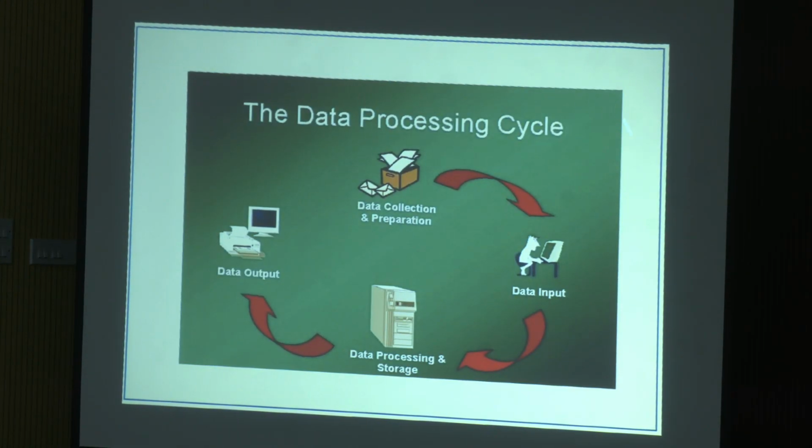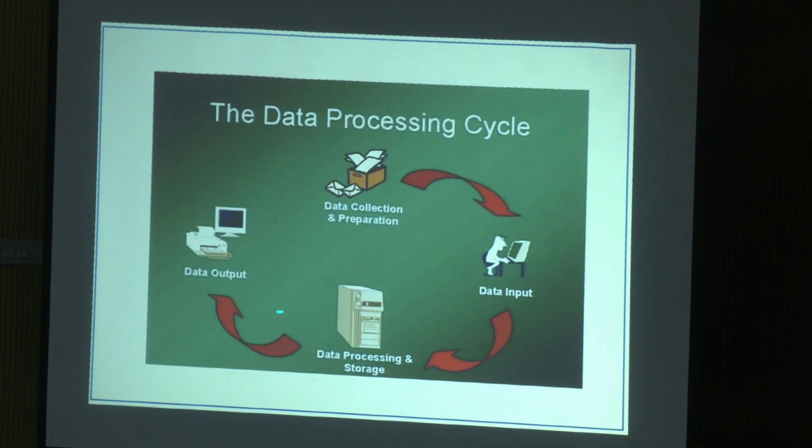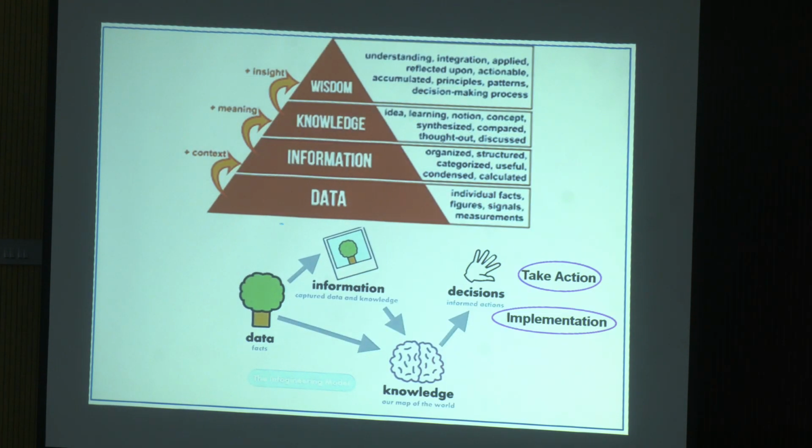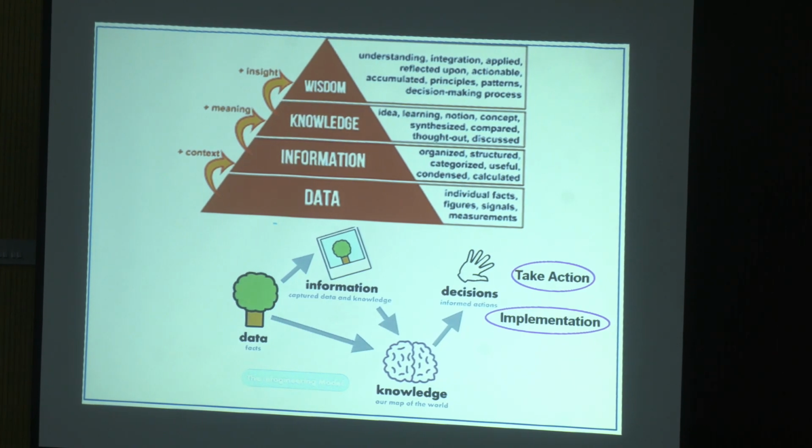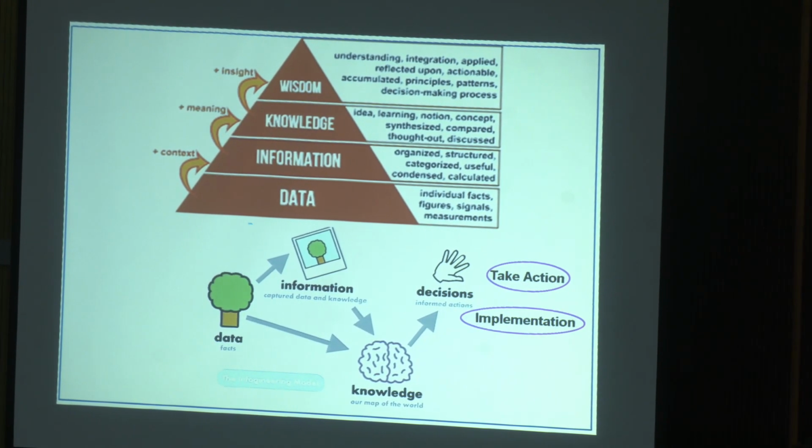Then this is the data processing cycle. First and foremost, we have to collect data, then give data input, then data processing and storage, then finally we go for presentation or output. Here you can see the order. The data is in the lowermost part, then you have information, then knowledge, then you get wisdom. If you go in depth into that, then finally we are going to take action or implement the work.